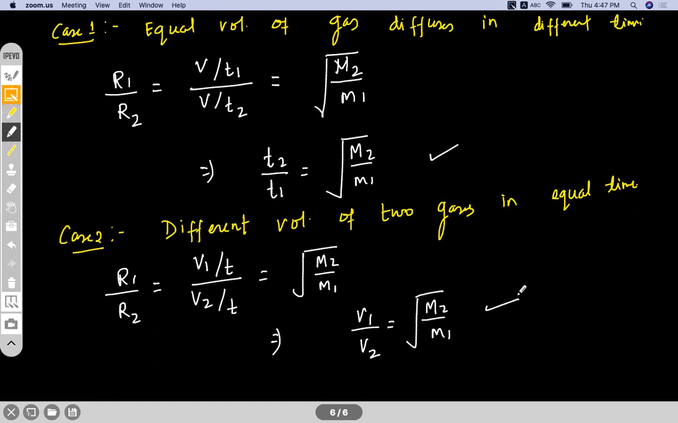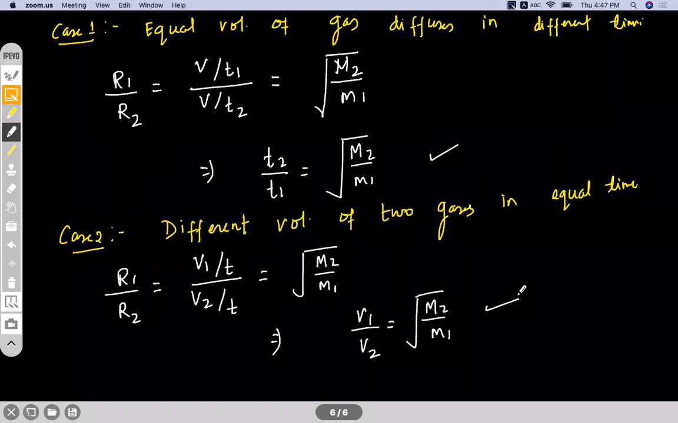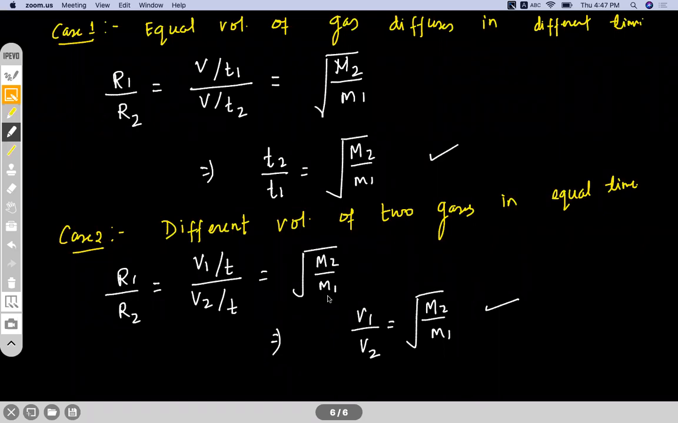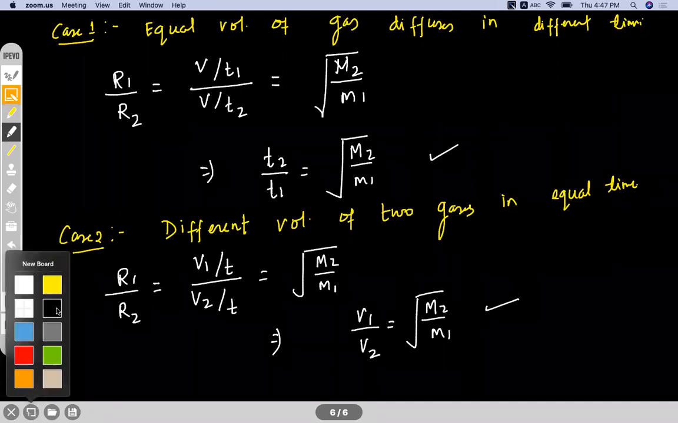Clear, done? Okay, so these are the two possibilities we have. Two more conditions we'll see, which are not generally the case we get in the exams. But if it is there, we'll see what we have to do. These two formulas that we've seen till now are under the same conditions, when pressure and temperature are constant. What happens when pressure is not constant? So write down just two relations here. In 99% of cases, you won't get this in the question, but it is there, so you should know this.